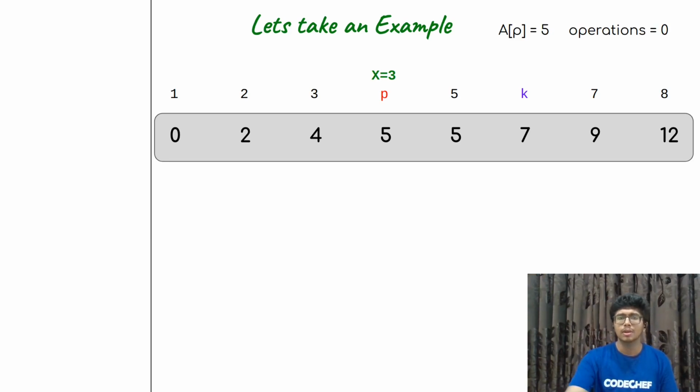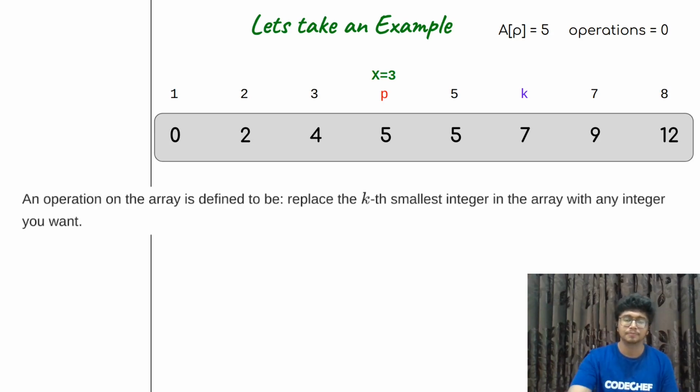Okay, now let's say that we can perform some number of operations to achieve this task. Now what is an operation? In this problem, an operation is defined on the kth smallest integer of an array, and we can perform an operation by changing the value at the kth position to any value we want, right? So we can replace this value at position k with any value we want, and by performing some number of operations, we need to get the value of x at position p.